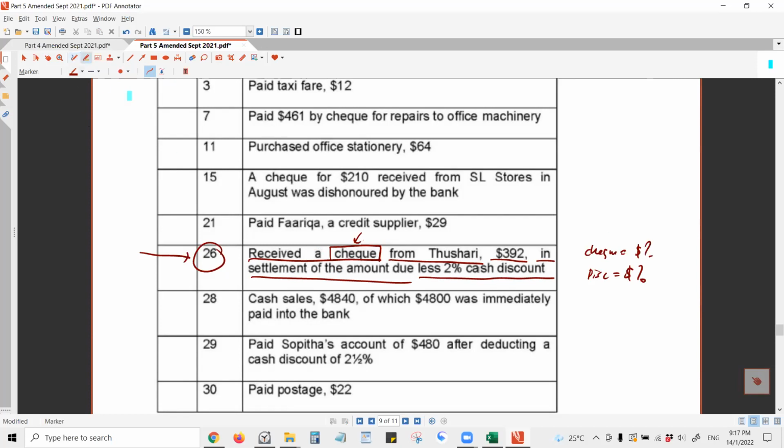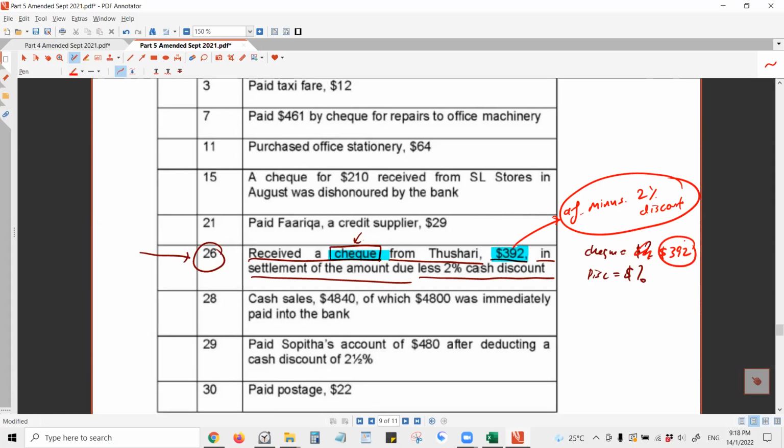So you see, this is different. Check 392. It means that 392 is written on the check. If you observe that check, you can see the digit 392. So this amount must be after minusing discount, after minusing the 2% discount. So the amount you have received is 392. The check shows to you 392. That's the amount we received. You will record the 392 into the cash book.